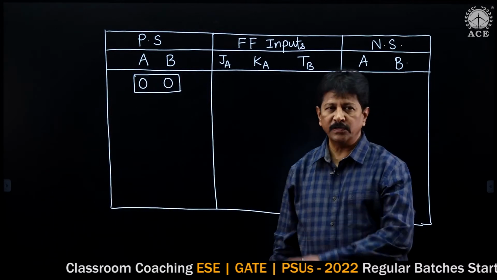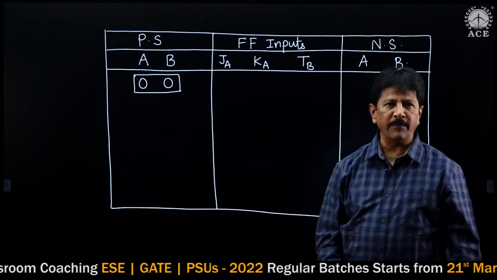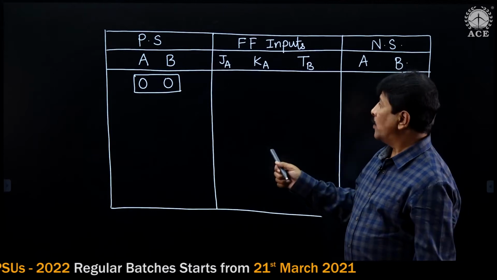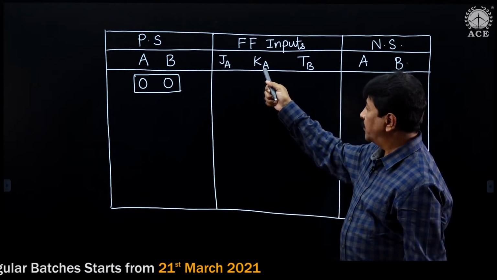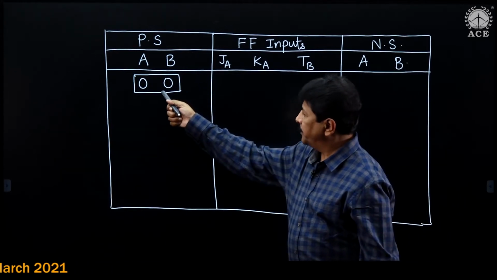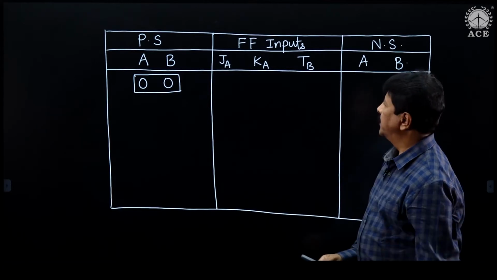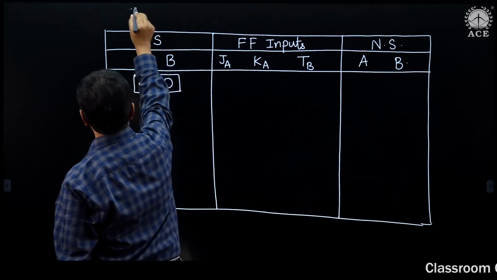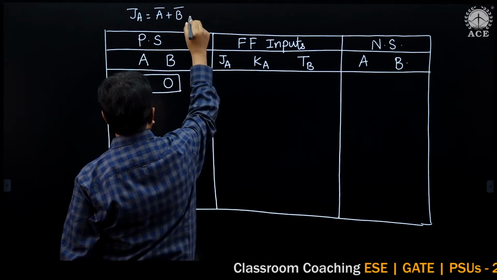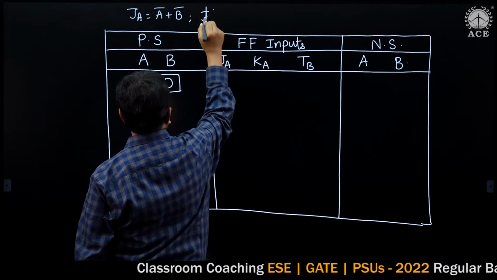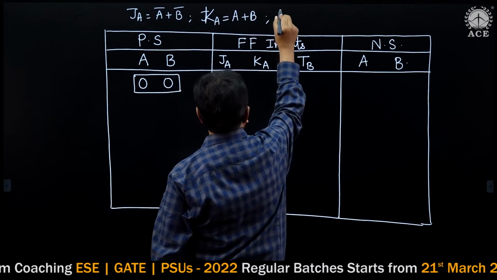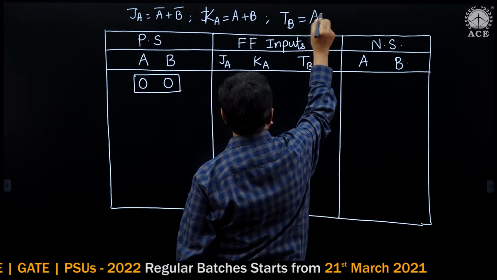So, to analyze the given circuit, we have to use this type of table having present state, flip-flop inputs and next state. For this, we require knowledge of the JK flip-flop truth table as well the T flip-flop truth table. Using that, from the present state information, I can find out what is the next state. One more time I tell, JA is given as A bar plus B bar, and KA is given as A plus B and the TB is given as A.